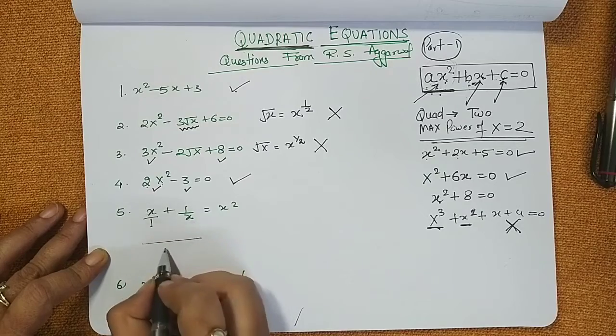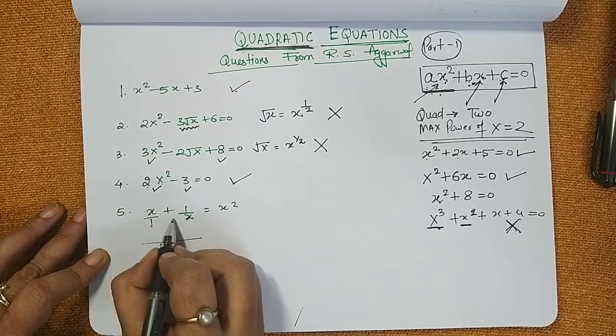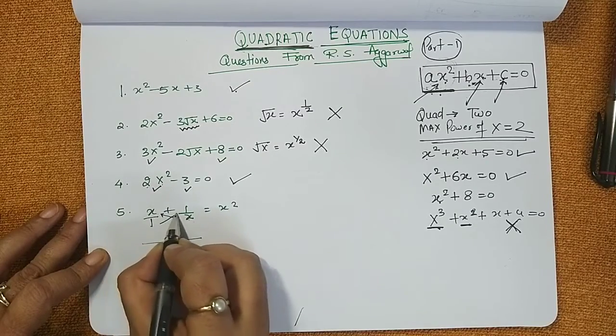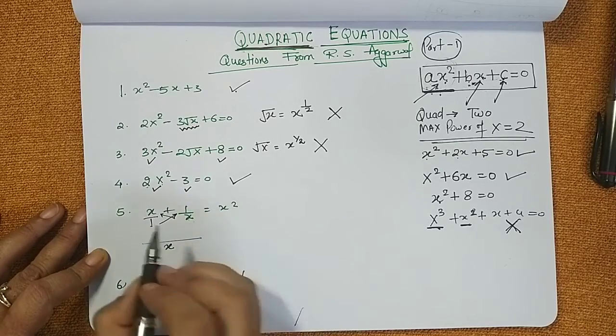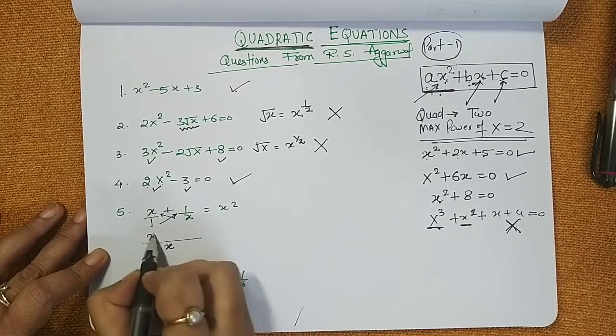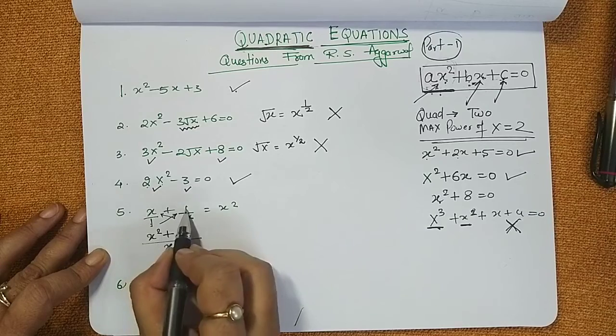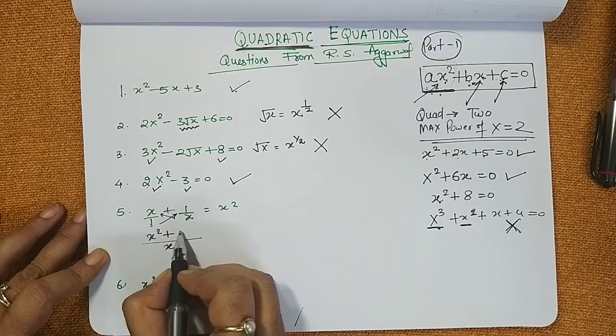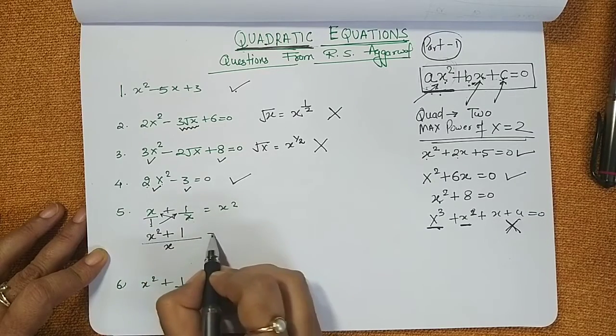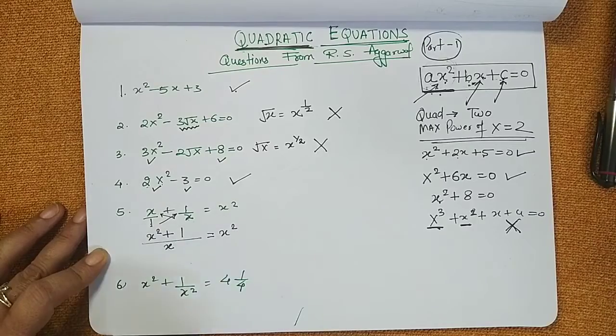LCM is always the product of these two x. Then we multiply this with this and this with this. That's how we do it. So x into x is x square, plus 1 into 1 is 1, is equal to x square.